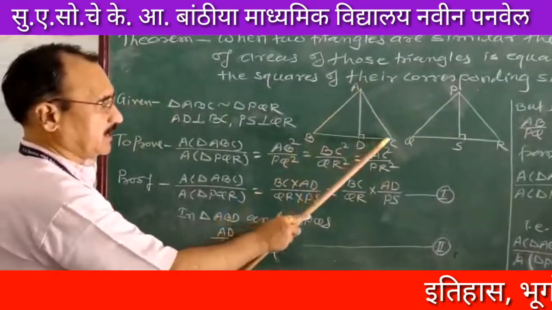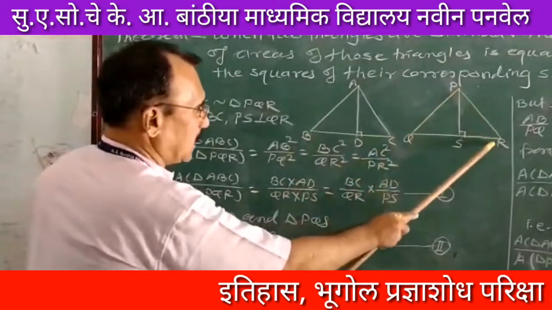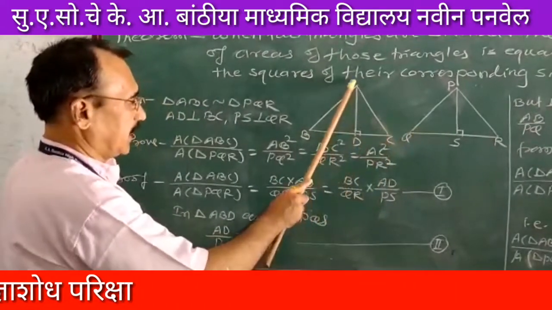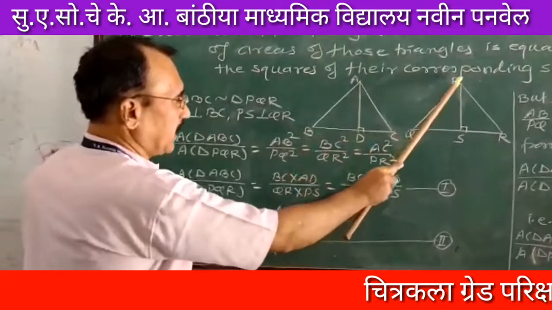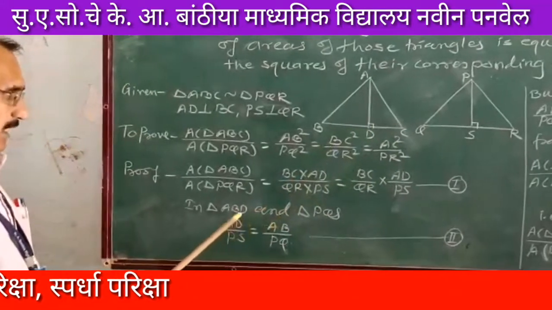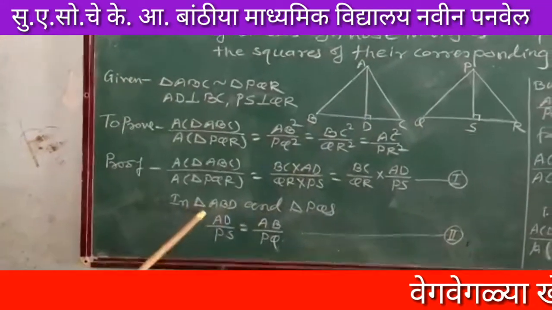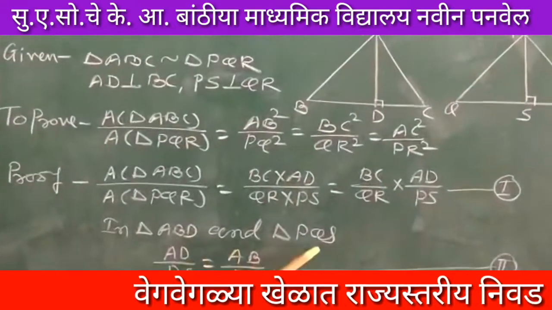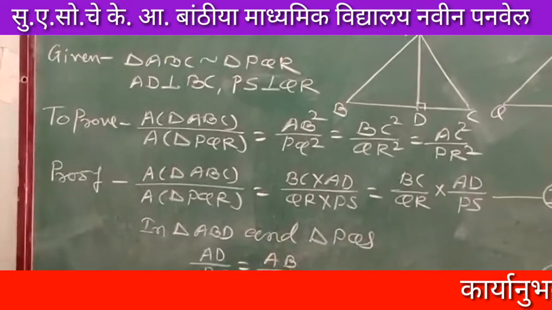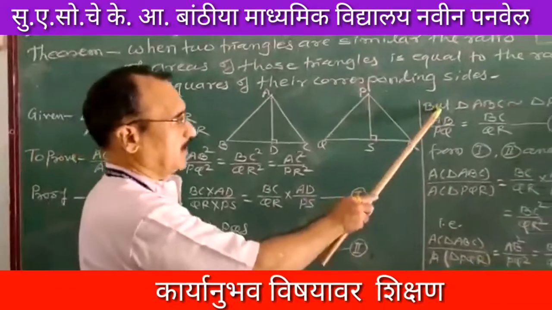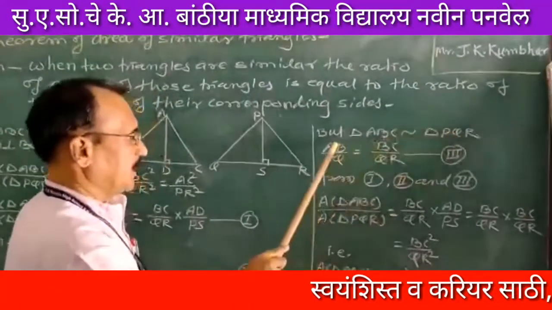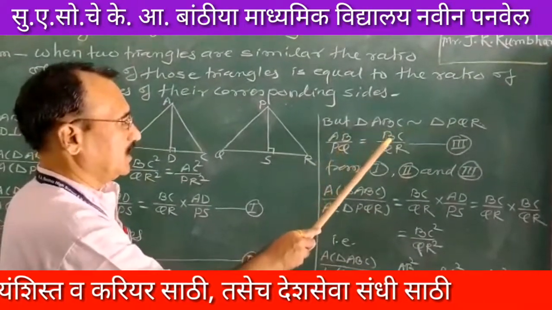If triangle ABC is similar to triangle PQR, then angle B is congruent to angle Q and angle ADB is congruent to angle PSQ, which is 90 degrees. That means these two triangles are similar by AA test. Again see here, in triangle ABD and triangle PQS, AD upon PS is equal to AB upon PQ. Now, triangle ABC is similar to triangle PQR, so AB upon PQ is equal to BC upon QR.